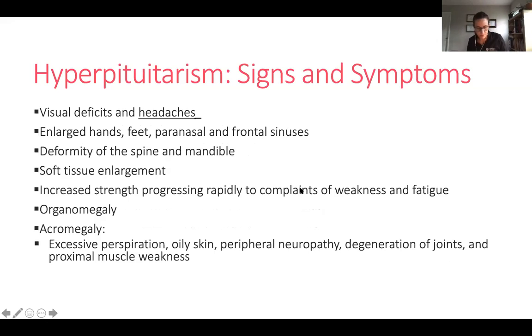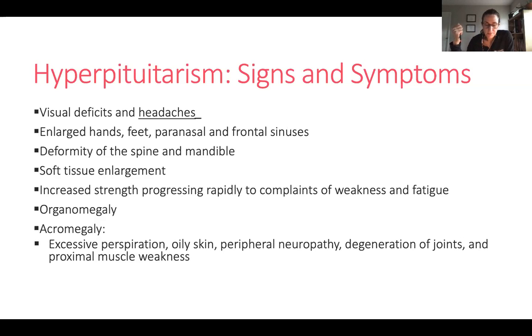For signs and symptoms to remember, the first initial symptoms that usually present are visual deficits and headaches. That is going to be due to the pressure on the optic nerves that affects the person's vision. Then they will have enlarged hands, feet, and paranasal and frontal sinuses. I'll show you a picture here in a minute, but it'll be very distinct. And they can have soft tissue enlargement, so their tongue, their liver, their spleen, and if their tongue is so overgrown, it can affect their speech.